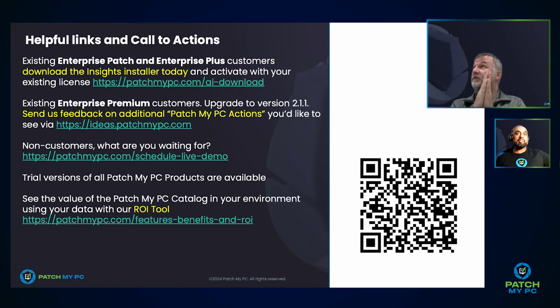But we've got some calls to action here. So just to reiterate where you can download the code from. If you're an existing premium customer, we're really interested in particular in what other features you might like to see us add to the Patch My PC Actions functionality. So where we give you the ability to run custom actions against remote devices. At the moment, we've got the ability to clear the CCM cache. We've got the ability to repair the client and install all available updates, but we're looking to add more value there. So our user voice, ideas.patchmypc.com, is the appropriate place to submit any thoughts you have on that.